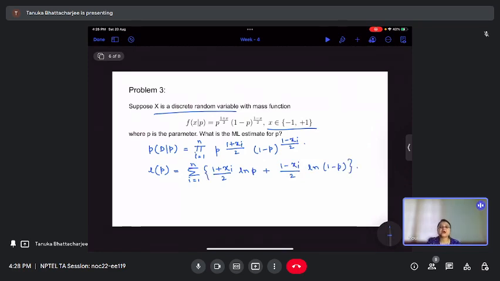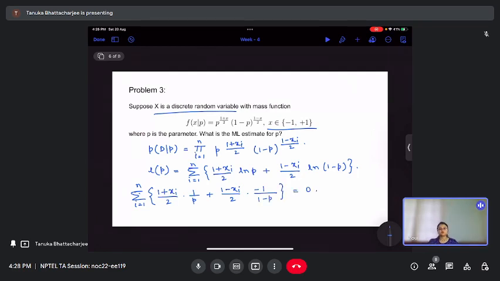Now we need to maximize this log likelihood. So we will take the derivative of this log likelihood with respect to p and equate that to 0. If we take the derivative with respect to p, what we get is the summation i equal to 1 to n of (1 plus xi)/2 times 1/p plus (1 minus xi)/2 times minus 1/(1 minus p). We equate this to 0.